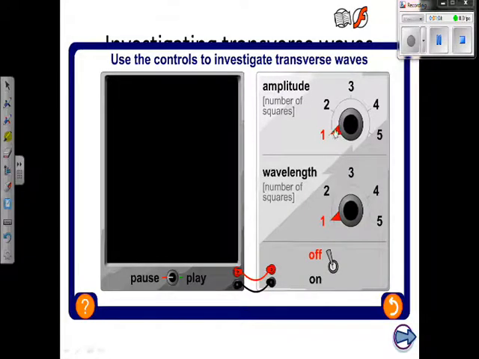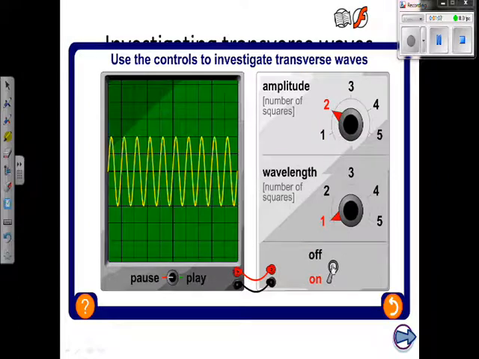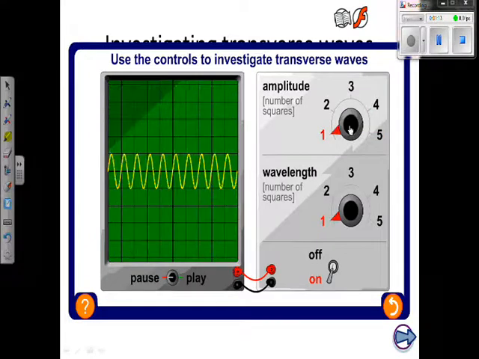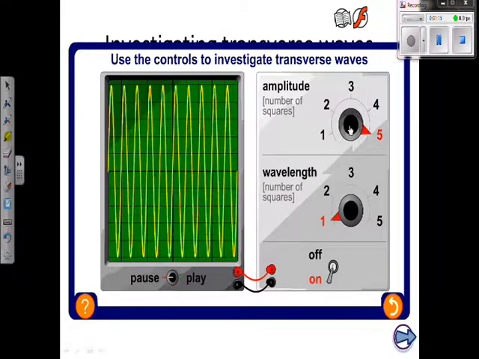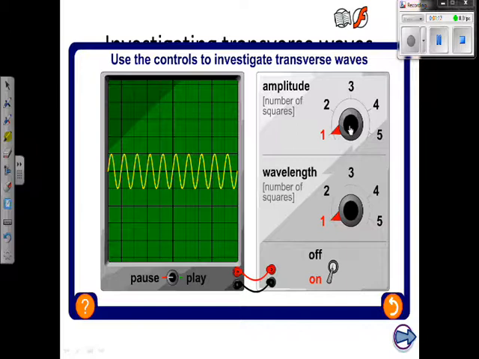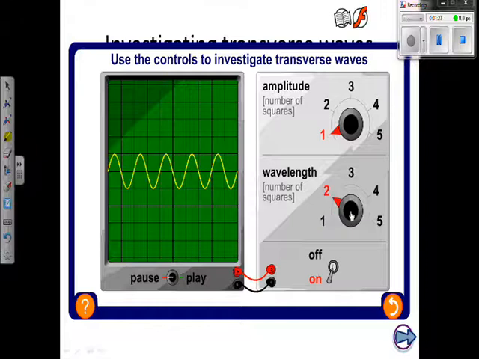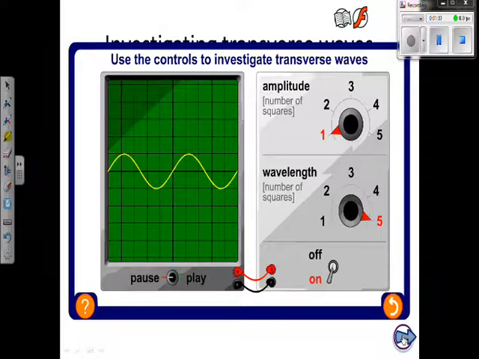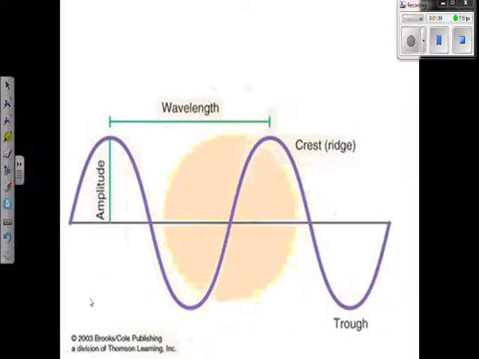We can change the amplitude of a wave with this. As you can see, as I change the amplitude, the wave gets higher. If I change it low, it goes back small again. The wavelength will actually cause the wave to become longer or shorter. So once again, the amplitude is the height and the wavelength is the length of one wave.